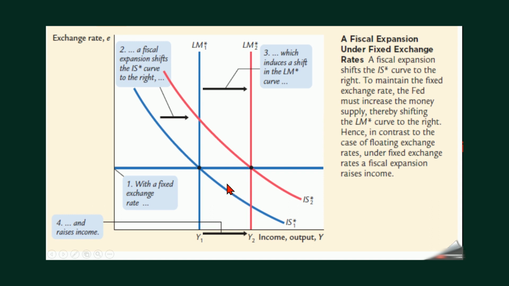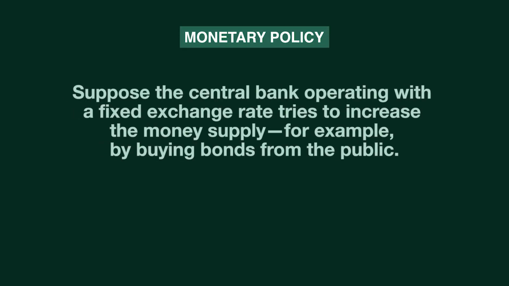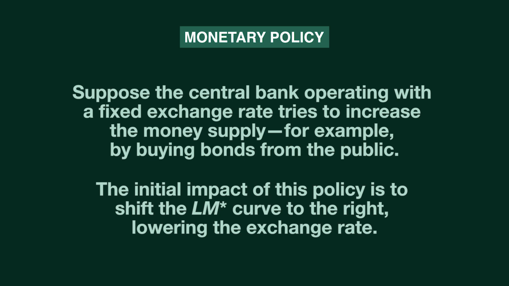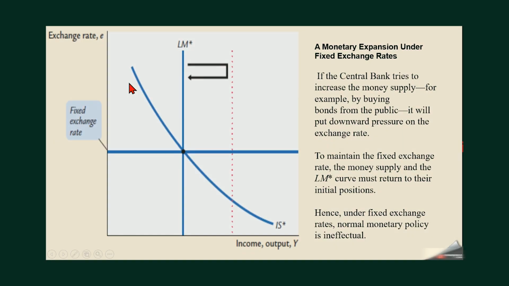But in this case, we have a fixed level of exchange rate at this particular point. What would happen if there is a monetary policy? In case of monetary policy, suppose the central bank tries to increase the money supply in the economy, and this will shift the LM curve to the rightward. Now, the rightward shift in the LM curve, shown by this dotted line in this diagram, will bring the exchange rate down. Now, how will the central bank respond to this?